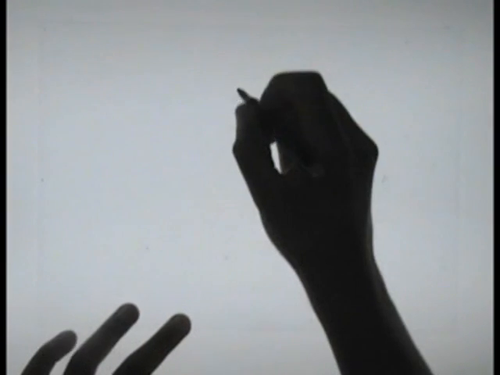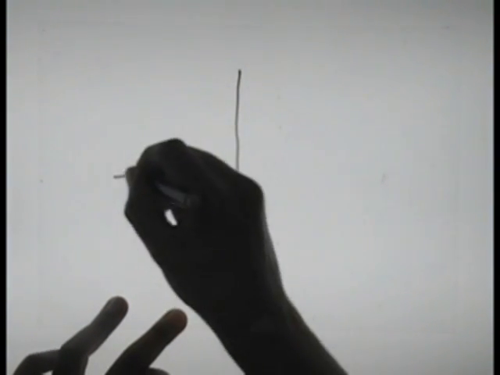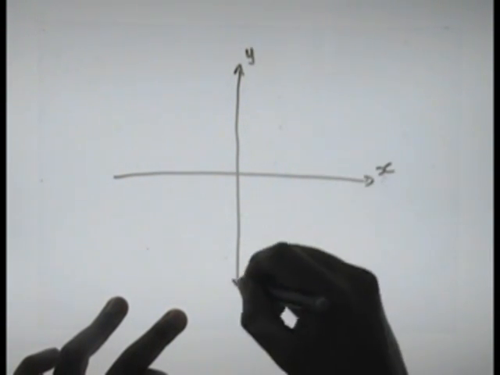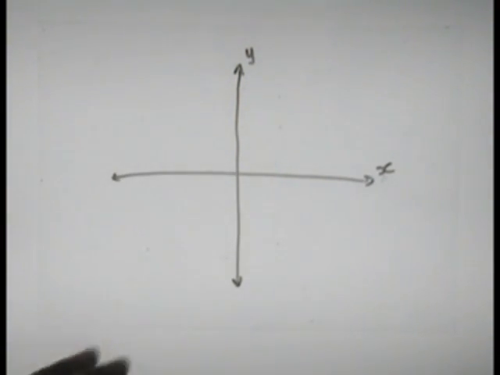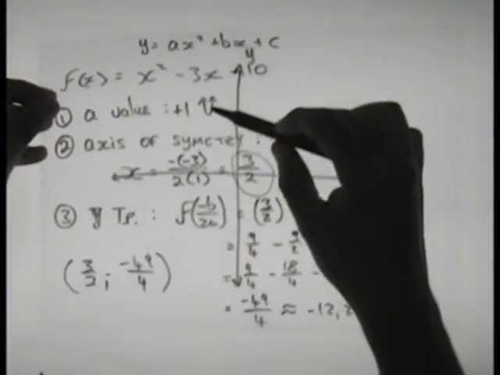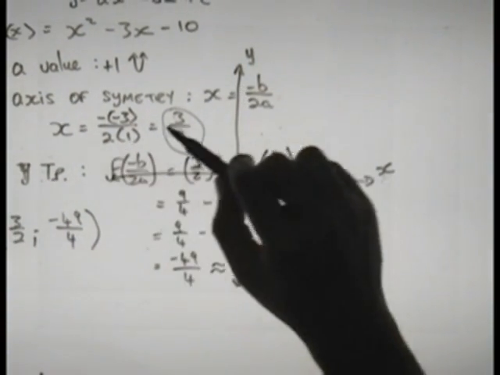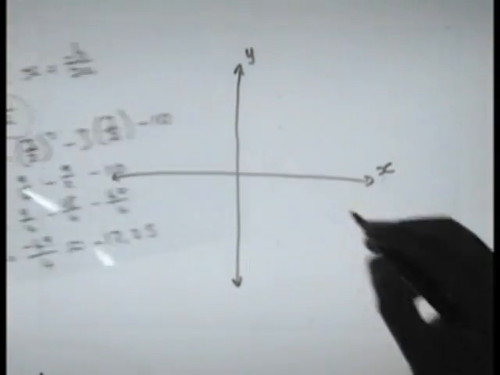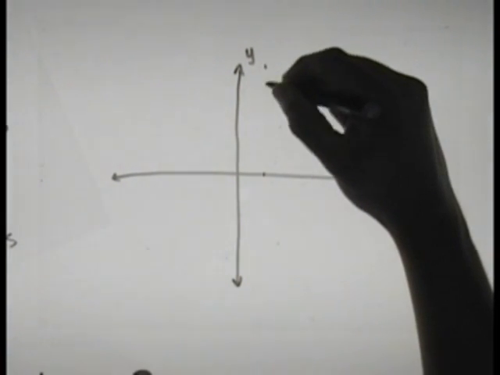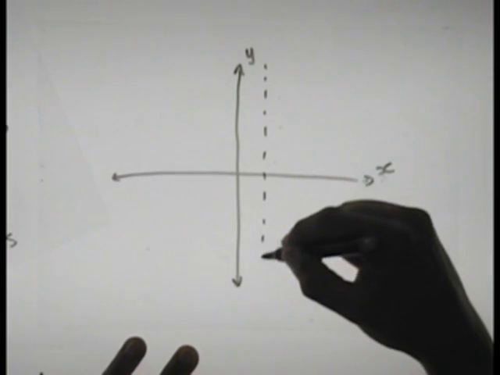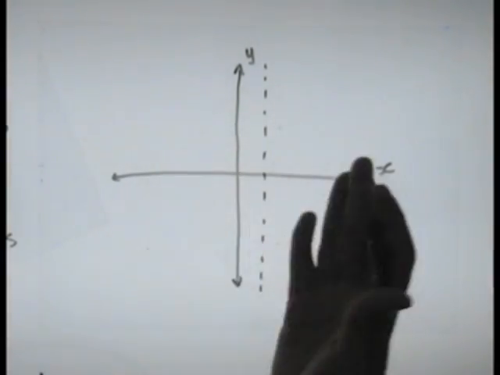When I'm sketching my graph, always first label your x and your y-axis. Now, the a value doesn't really play into it just yet. But look at this. Axis of symmetry is that x is equal to positive 3 over 2. Positive 3 over 2, let's put that somewhere over here. That means that this is the axis of symmetry, or this is the mirror of our graph.